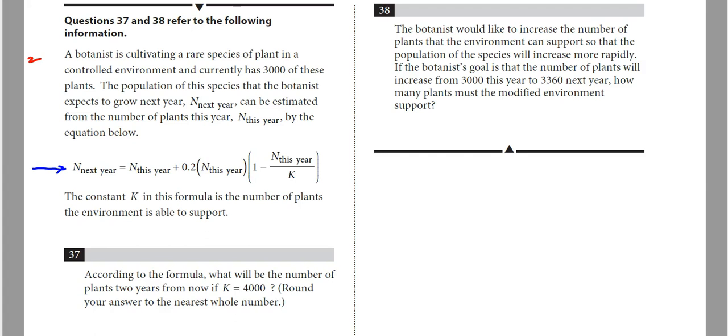So a botanist is cultivating a rare species of a plant in a controlled environment. Currently has 3,000 of these plants. So that's our current number of plants. The population that the botanist expects to grow next year, which is represented by N of next year, can be estimated by the number of plants this year from the equation below. So we should be able to stick 3,000 in for this year and figure out what next year is going to be. The constant K in this formula is the number of plants the environment is able to support. So this number here is how many it could actually support, or its capacity, I guess.